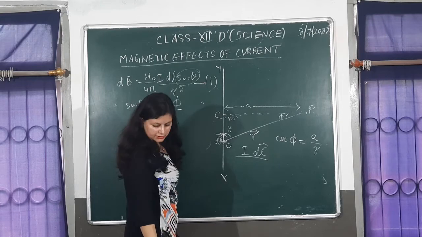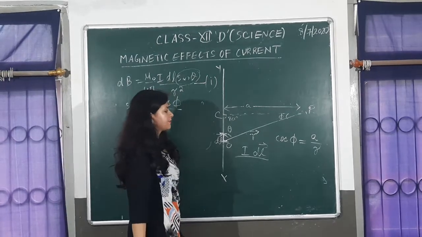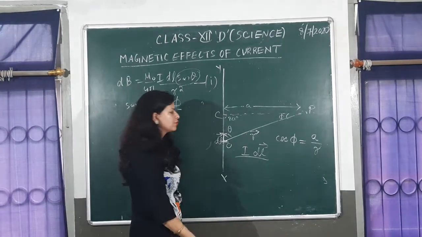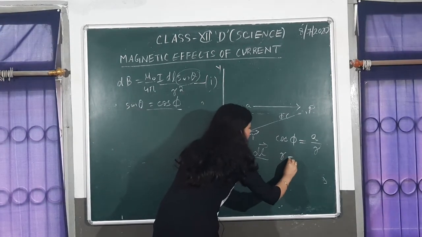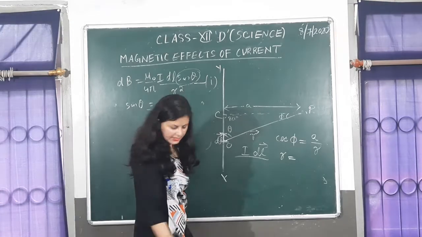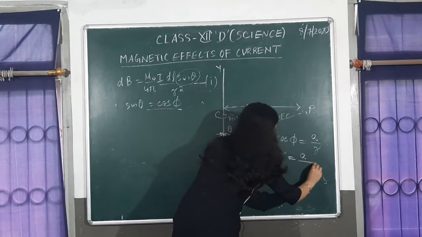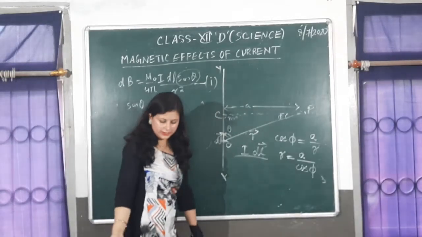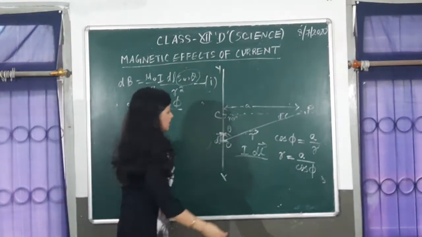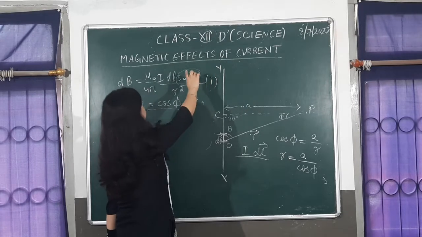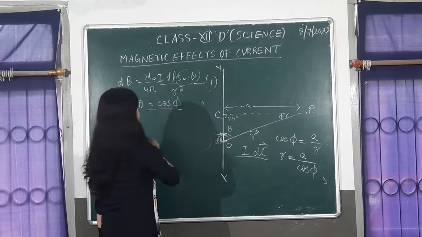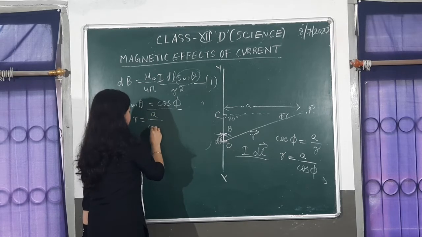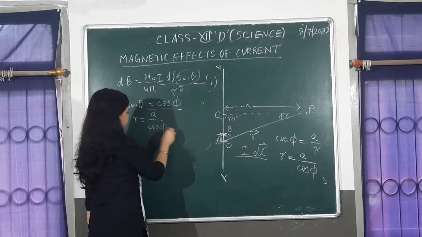Now what I am trying to do here is find an expression for R in terms of phi and A. I told you A and phi are known to us. So R will be equal to A divided by cos phi. I hope it is clear, you are getting it. So this has to be again replaced in this expression. We have R square here, so I will again write it here. R is equal to A divided by cos phi.